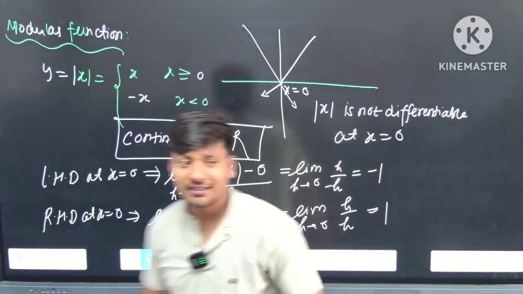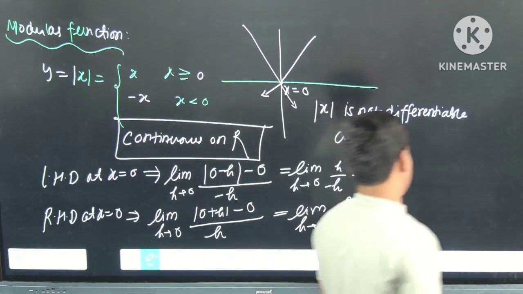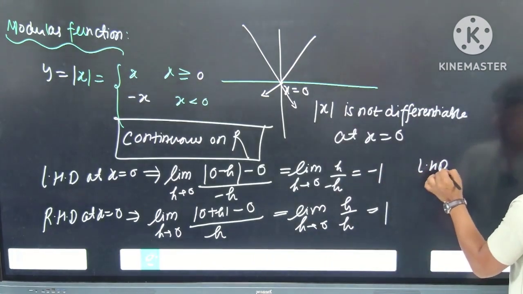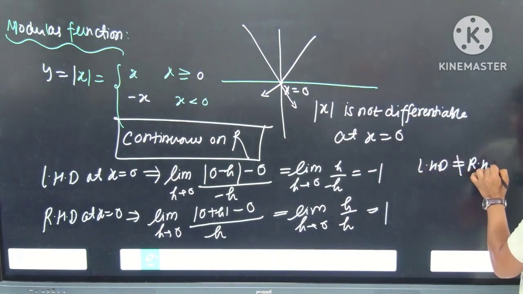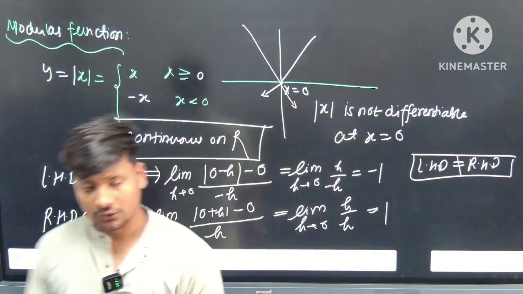So you can see clearly that left hand derivative is not equal to right hand derivative. LHD is not equal to RHD. That's why this function is not differentiable at x equal to 0.